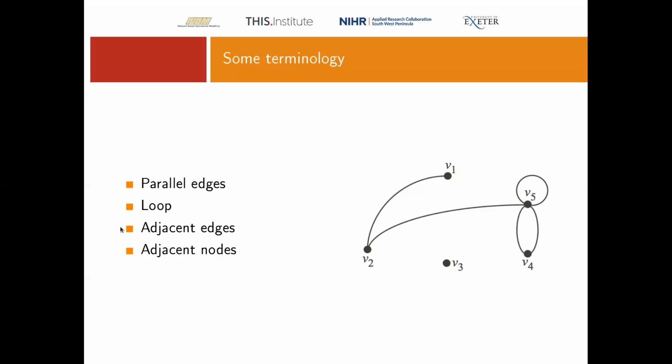Then we get adjacent edges, and adjacent edges are basically edges that are next to each other. So the edges that are described between V1 and V2 and V2 and V5 are adjacent. They stem from a common node and are essentially next to each other. And for adjacent nodes, we can see that V2 and V5 are linked by an edge, and therefore that makes them next to each other.